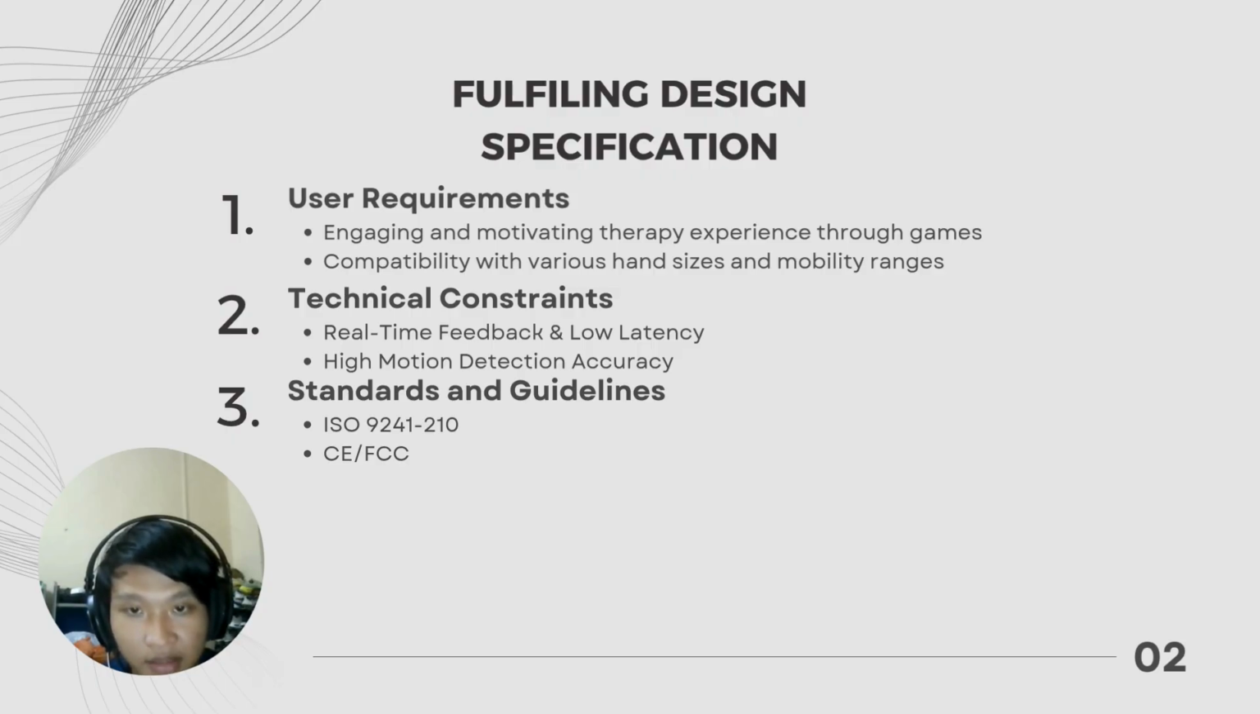The next point is standard and guidelines, which are ISO 9241-210, which is human-centered design for interactive systems. This is to ensure the interface is easy and intuitive. Next one is the CE or FCC, which is electrical safety and interference compliance, which is relevant for sensor and hardware, for example, the Arduino and USB device.